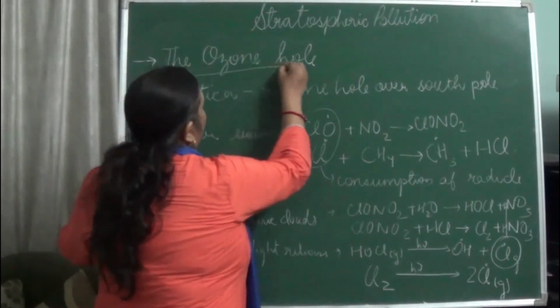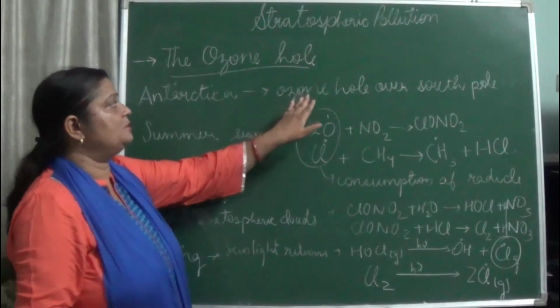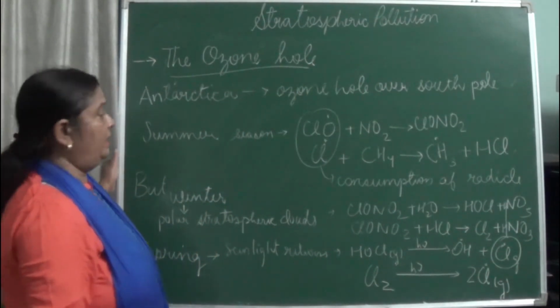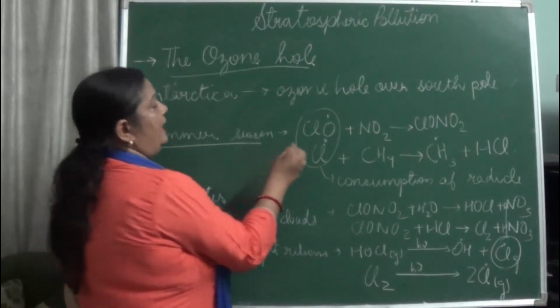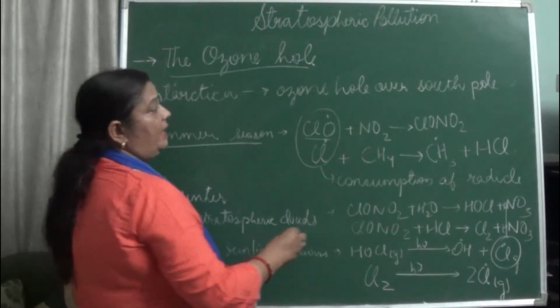Now, the ozone hole. What is this ozone hole? It is found in Antarctica, and the name given here is the ozone hole over the South Pole. Actually, what happens here in the summer season? The ClO radical plus the nitrogen dioxide which is present forms what?